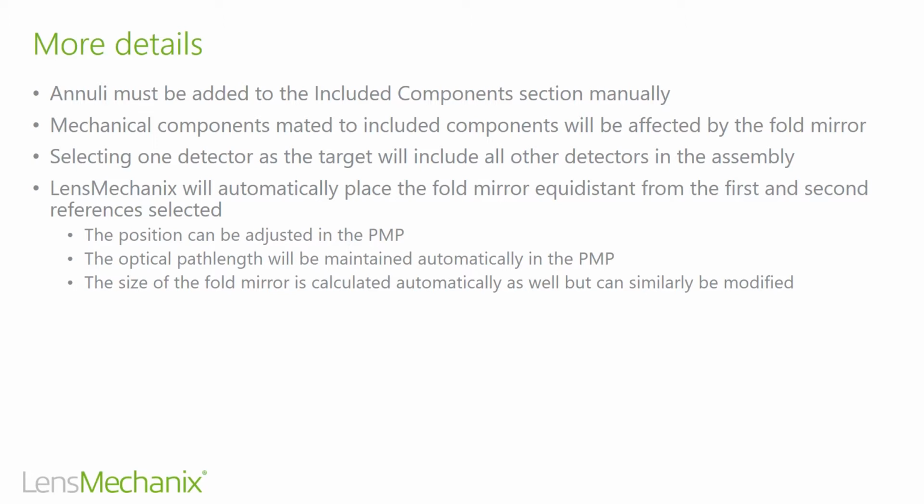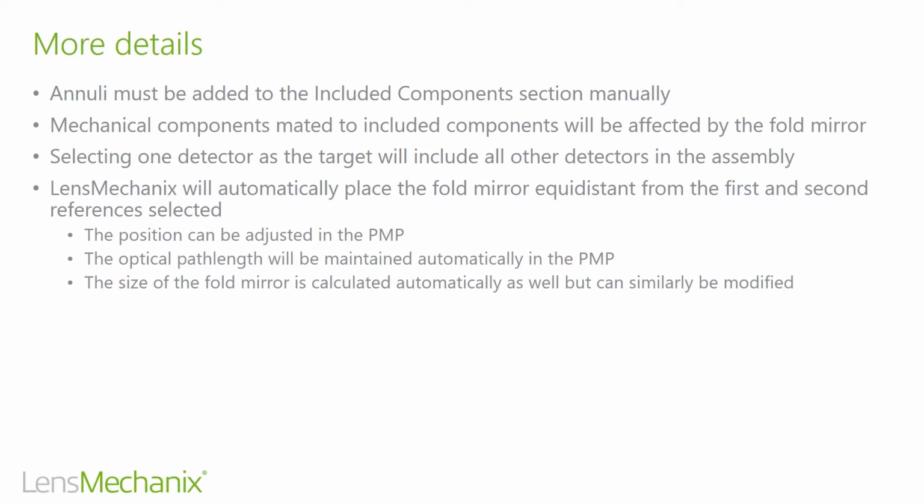Next, with regards to detectors, when you choose one detector, LensMechanix will automatically choose all other detectors in the computational domain. This is because there are instances where you may have a few field detectors, each of which are very small. It's rather tedious to add them all manually, so we'll let LensMechanix do the work for you.